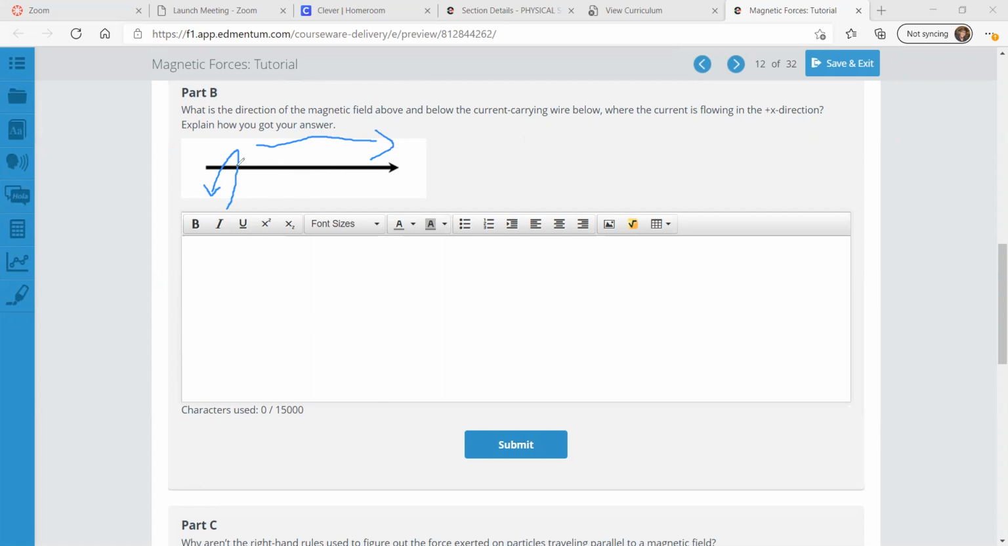So here, I'll color this in. Actually, let's redo that one. So that one there. Maybe that makes more sense. Okay. So you see how it goes in behind the wire and then comes back out the top, and it's curling around the wire. So below, the magnetic field is going into the page, and then above the wire, it's coming out of the page.